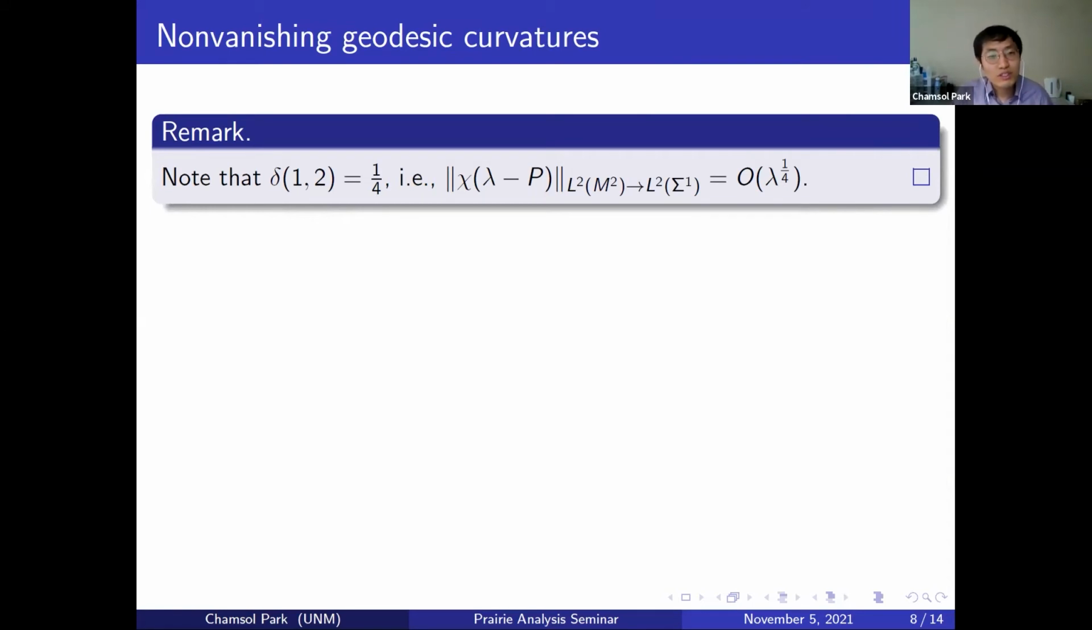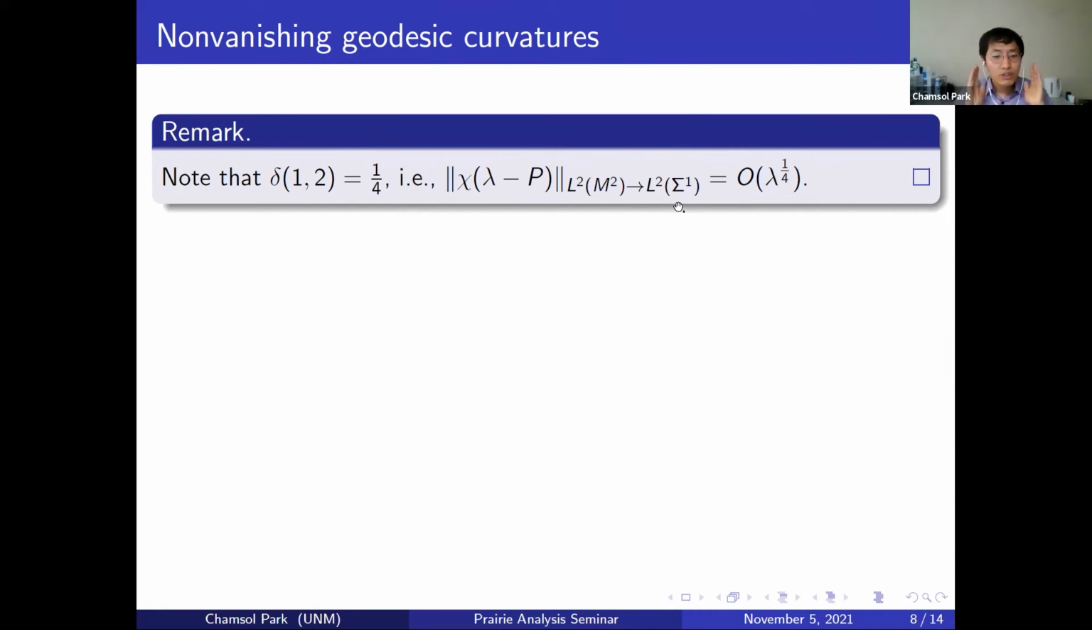And by a simple computation in the previous slide, we can see that delta of 1,2 is going to be 1/4. In other words, this operator norm is bounded above by lambda to the power 1/4 up to a uniform constant. So this is the case for every general curve on a two-dimensional compact Riemannian manifold, I should say. This kind of thing happens for every submanifold sigma, in this case every curve.